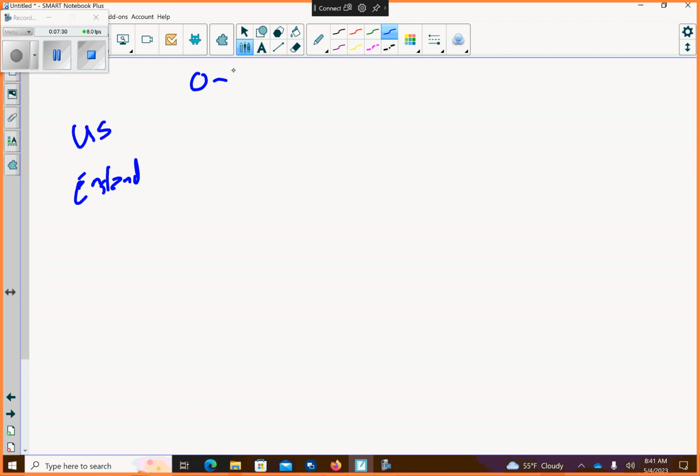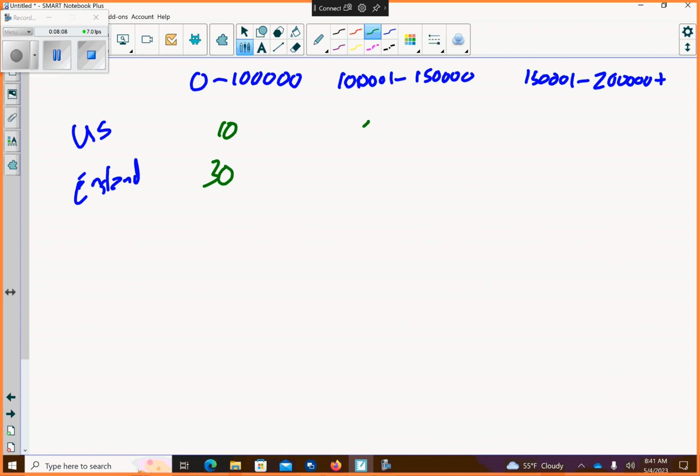And we're going to talk about the net worth or the family income of a $150.01 to 200,000 plus. Again, this is just made up data, but let's say it was a random sample that had taken place. So let's say we had selected people.